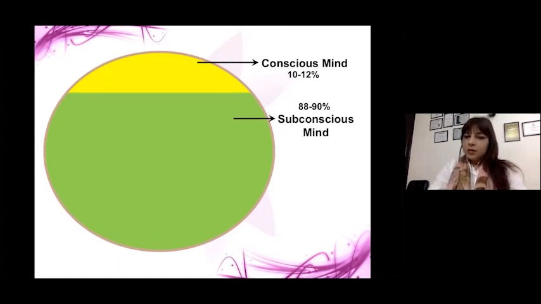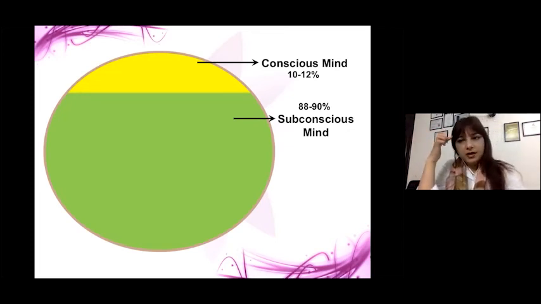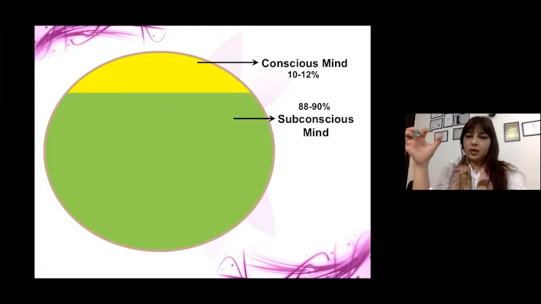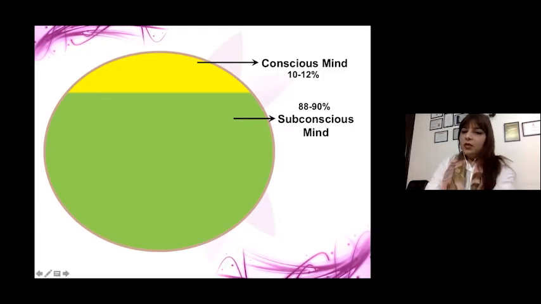So your conscious mind, which is actually your brain, which is actually here. When we talk about mind, and if you say that my mind is here, no, this is only the conscious part of your mind, not the entire mind. So this conscious mind is your brain, and it constitutes only 10 to 12% of your total mind. The rest, 88 to 90%, is your subconscious mind.